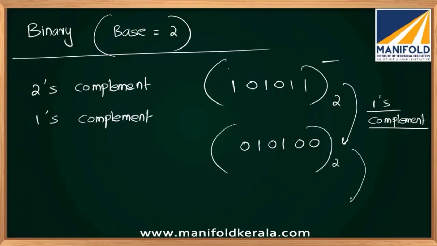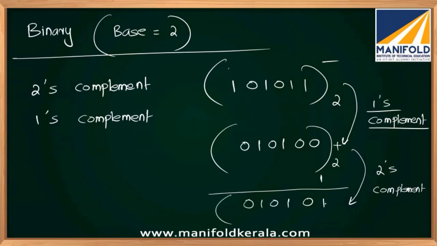And from this one, you can actually get the 2's complement of this number. What is the 2's complement? You can add a 1 to this one. So if you add a 1 to this, what will be your 2's complement? 1, 0, 1, 0, 1, 0. So this will be the 2's complement.